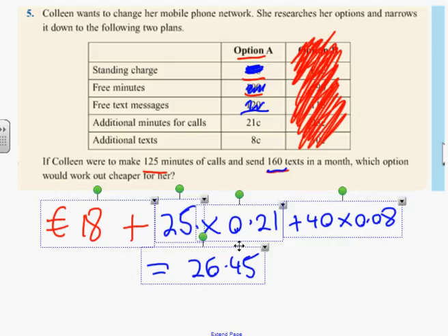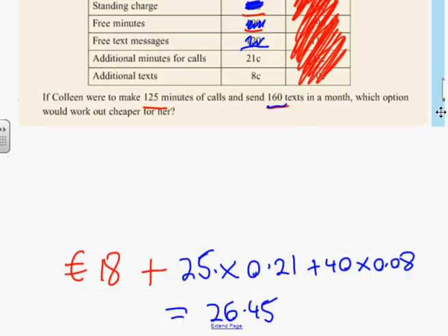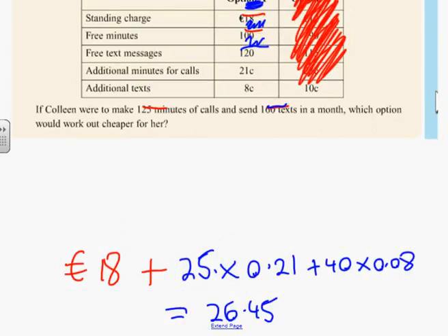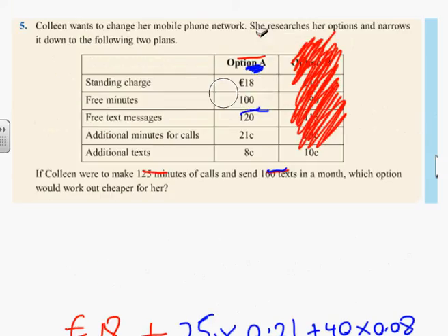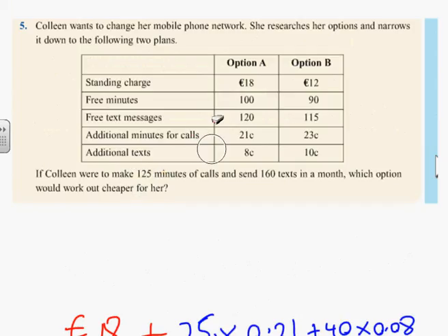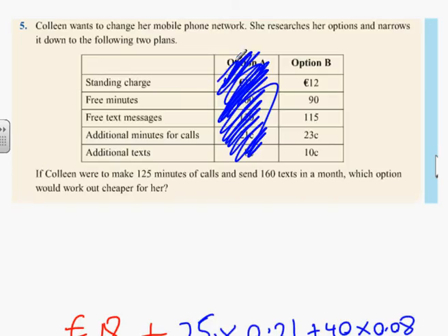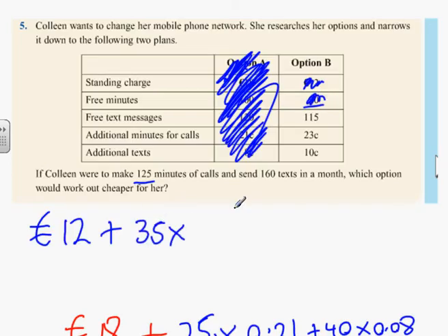That's option A all the way down here. Now, you go back to the top and you look at option B. Once again, you just blank out option A like it doesn't exist, and you look completely at option B. €12 no matter what. Everybody agreed? Yeah. Scribble out the €12. How many minutes do I make? 125 minutes. I'm only covered for 90, so 35 extra minutes. How much is each minute? 23 cents.